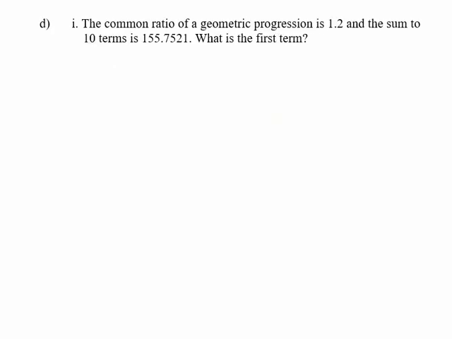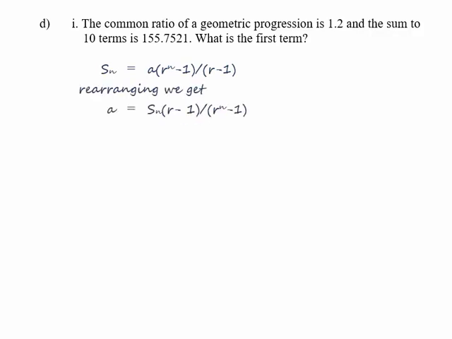Part D. The common ratio of a geometric progression is 1.2, and the sum to 10 terms is 155.75. What's the first term? So as before, we'll start with the equation for the sum of a GP, and we'll rearrange that to get a is equal to Sn times r minus 1 over r to the n minus 1. Put the values in, and we get a equal to 6.